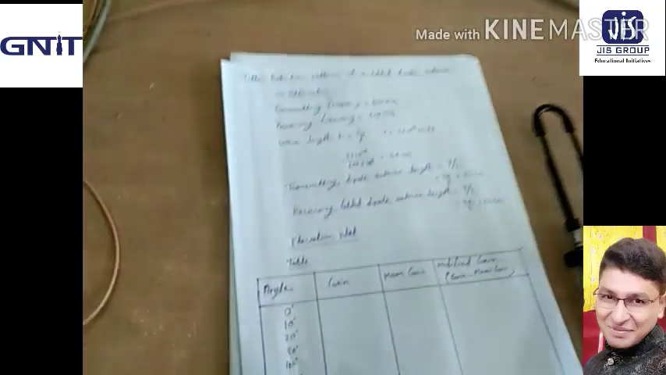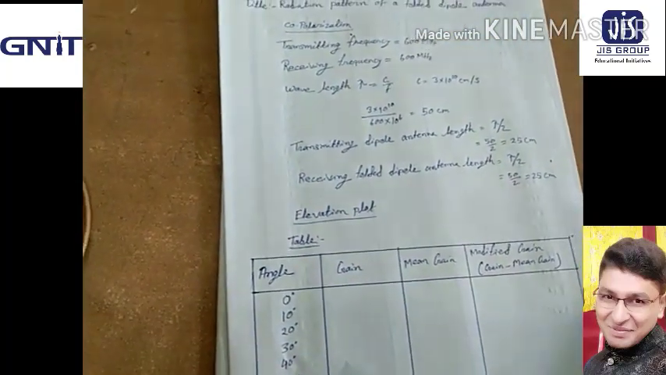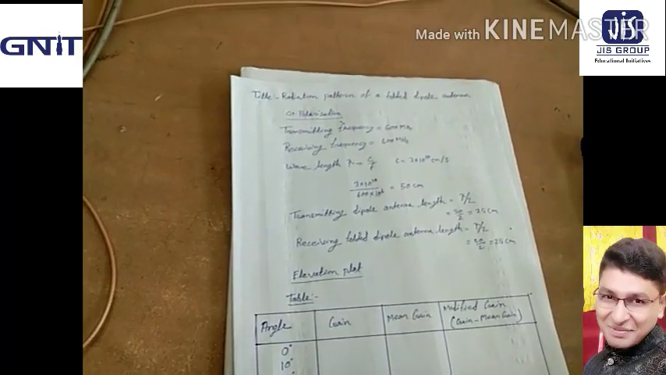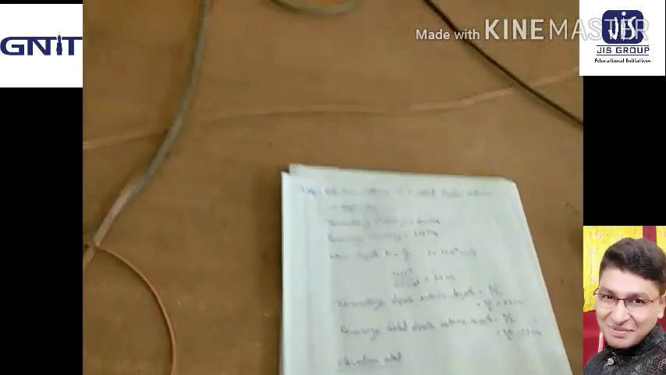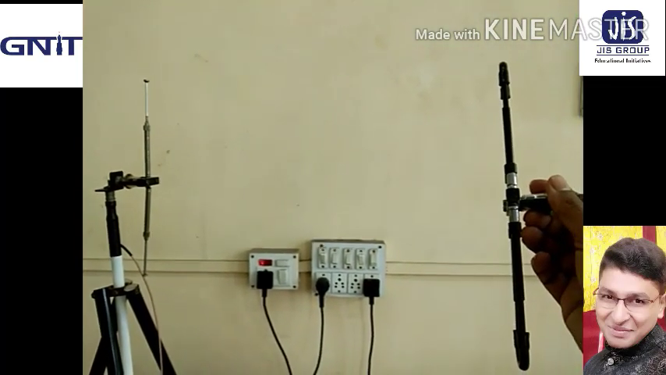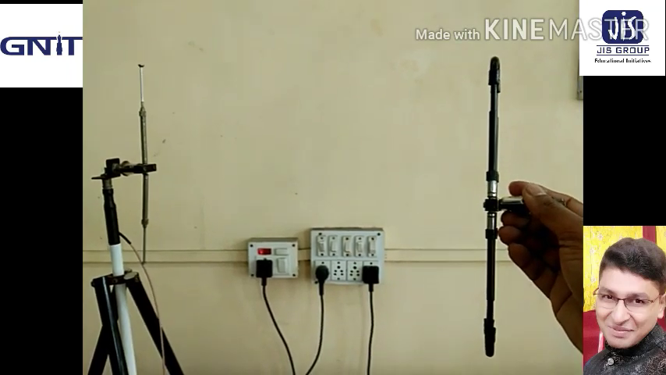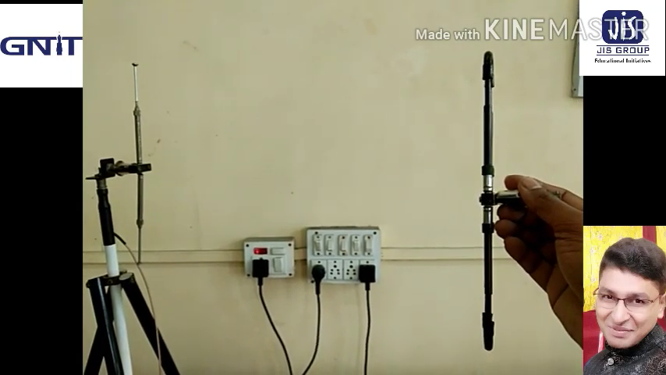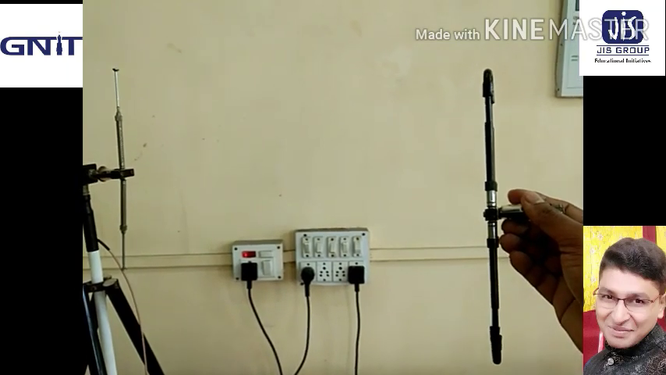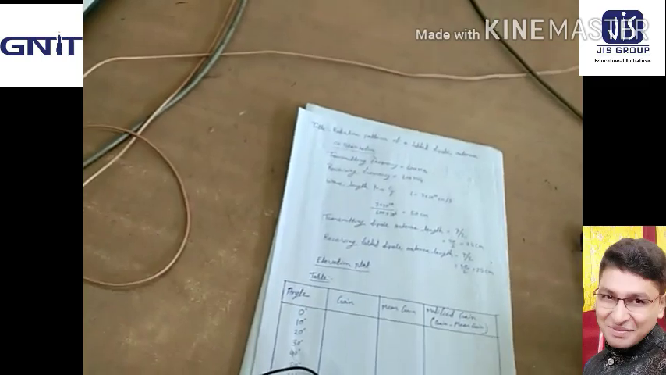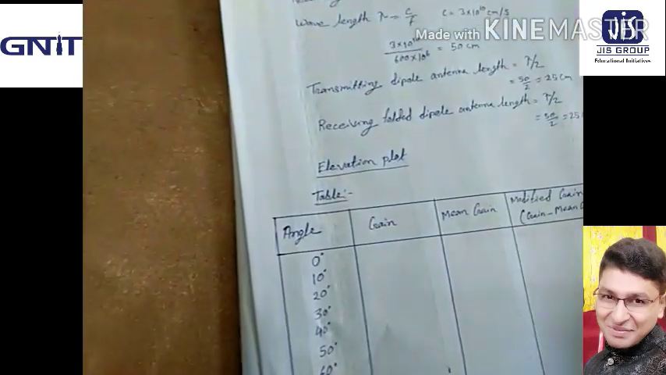There are two types of plot: the elevation plot and the azimuth plot. Elevation plot means both the transmitting and receiving antennas are in the vertical direction. This is called the elevation plot, and when both antennas are in the horizontal direction, this is called the azimuth plot.